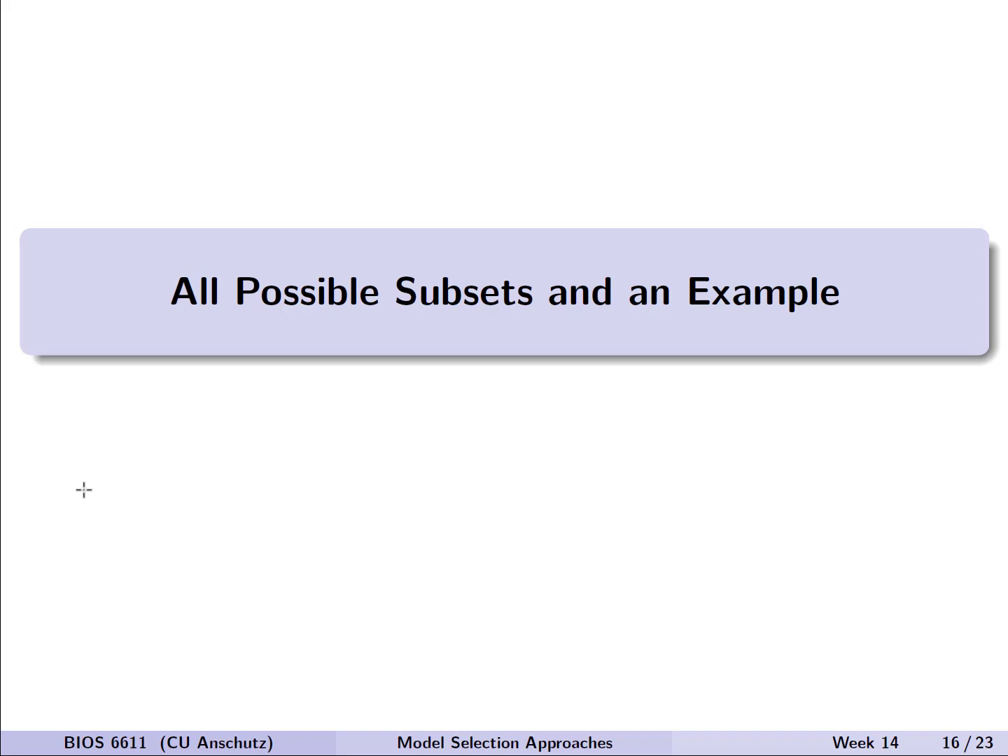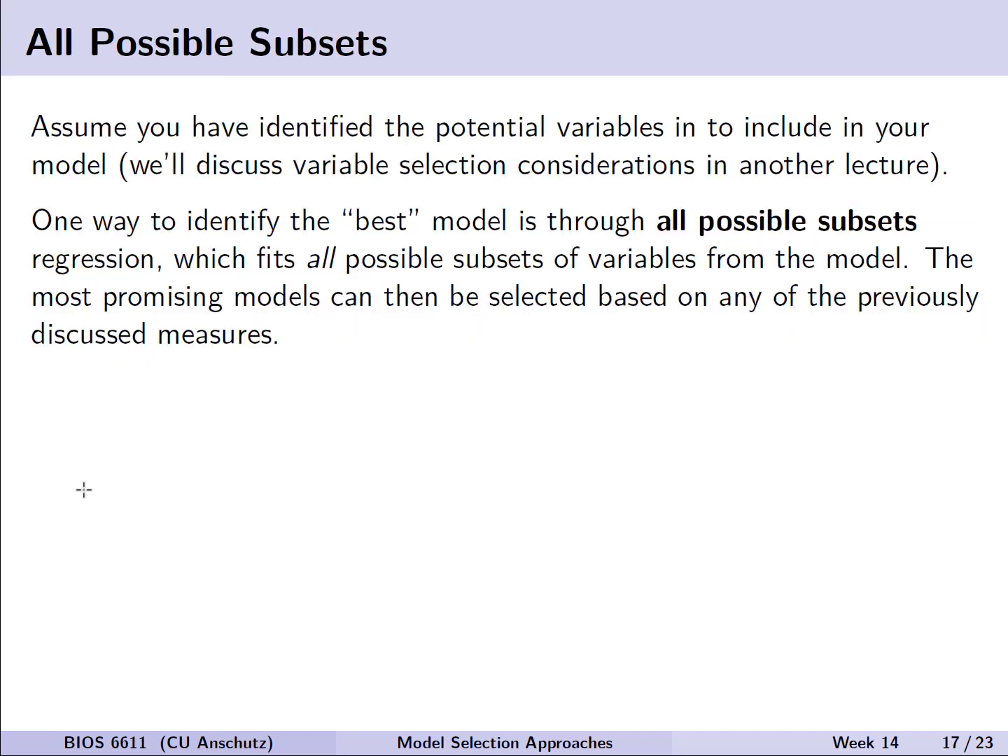So with these criteria reviewed, we can introduce one approach to how we identify what truly might be the best model given the information we have, and then illustrate this with an example. One way to do this is what we call all possible subsets regression. So in this case, we're going to assume we've identified the potential variables to include in our model.